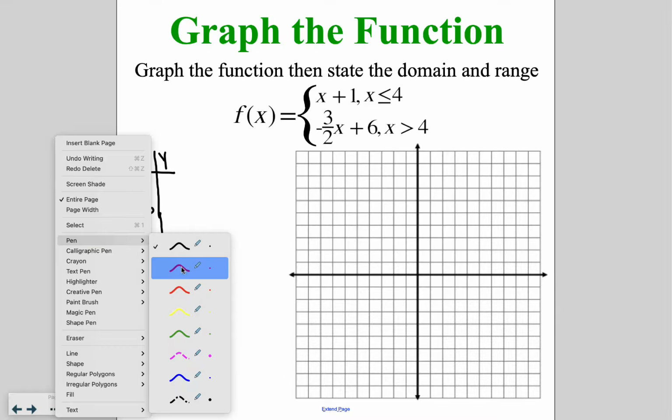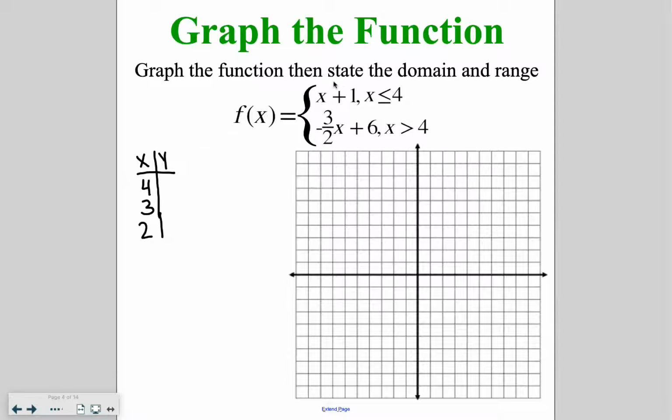Now that we have our values, I would plug those into the equation for just the top part. So I would say 4 plus 1, which is going to give me an answer of 5. Then I would say 3 plus 1, which is going to give me an answer of 4. Then I would say 2 plus 1, which is going to give me an answer of 3. So now I need to put those points onto the graph. I would go over 1, 2, 3, 4 to the right, 1, 2, 3, 4, 5 up, and I would put my first point on my graph. Then I would go to 3 and 4, and then I would go to 2 and 3.